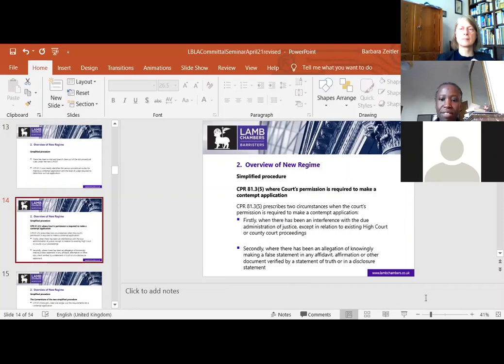In particular, Civil Procedure Rules 81.35 also prescribes two circumstances when the court's permission is required to make a contempt application. Firstly, when there's been an interference with the due administration of justice, except in relation to existing High Court or County Court proceedings. Secondly, where there's been an allegation of knowingly making a false statement in an affidavit, affirmation or other documents verified by a statement of truth or in a disclosure statement.